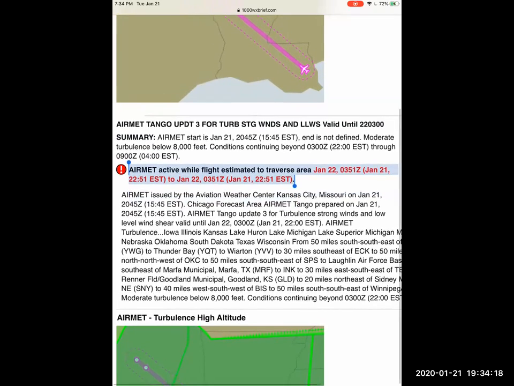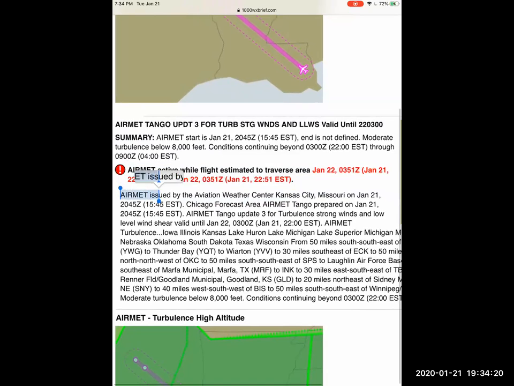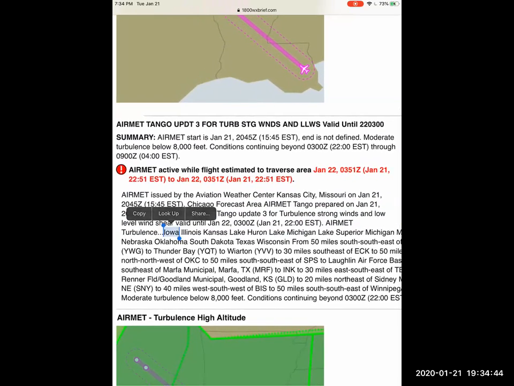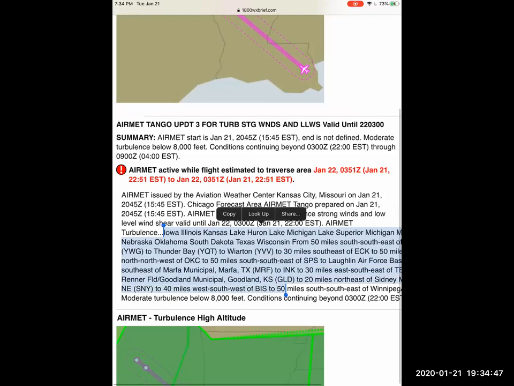Guess what? It follows that same format. It tells us who released it, what it's applicable for. So this one actually eats up into the Chicago Air Route Traffic Control Center. And then, of course, the expected conditions. So this is the AIRMET Tango Update 3 for turbulence, strong winds and low-level wind shear until 0300 Zulu. They give us the boundary once again. Again, don't expect you to take out your chart and draw out the boundary from point to point to point. The graph does that for you, basically.